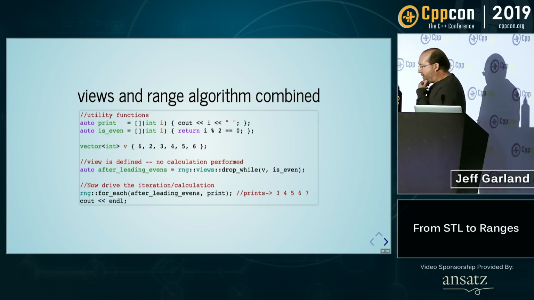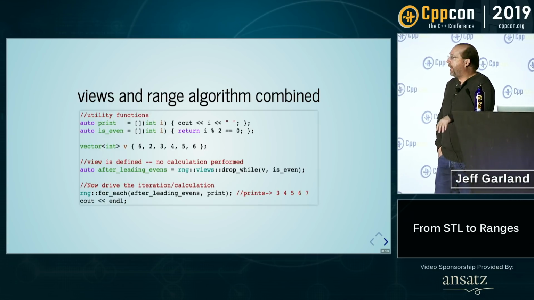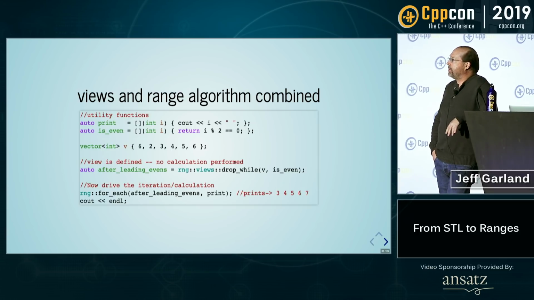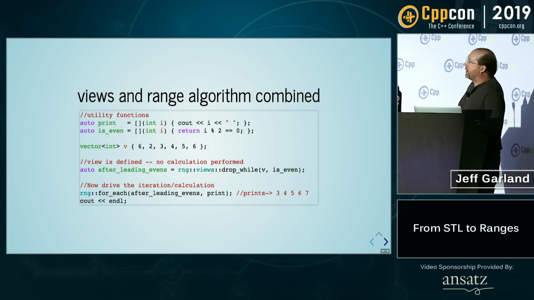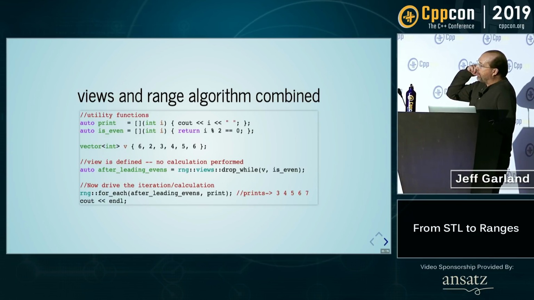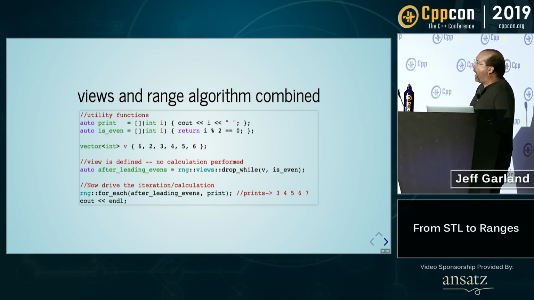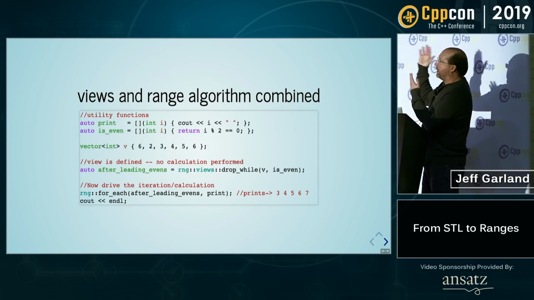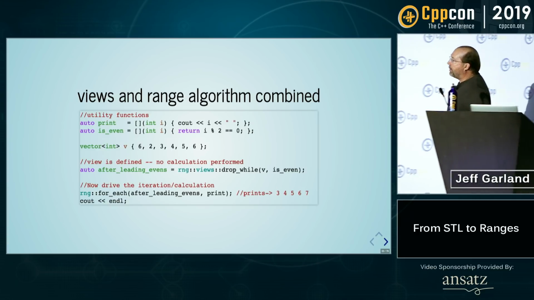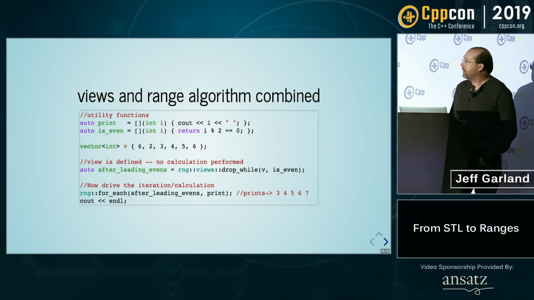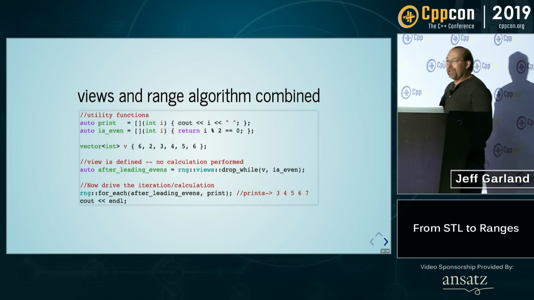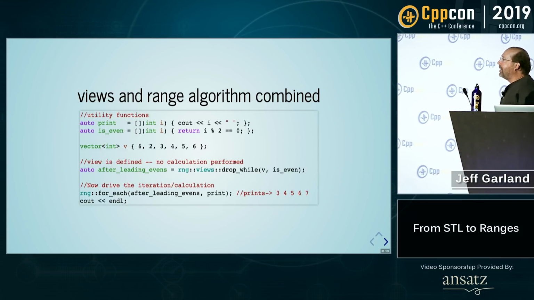There's nothing that says that you cannot use algorithms and views together. You absolutely can use them together. So in this case, I have a print lambda, I have my predicate for is even, my vector again, and I've created a view called drop while using an adapter, and it takes the predicate, and I use the for each algorithm to make the iteration happen, and I pass the print in. So you can adhere to the guideline of no raw loops if you want to.